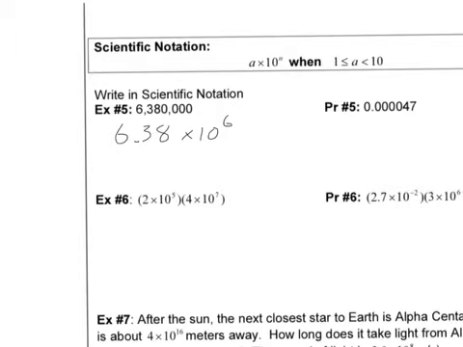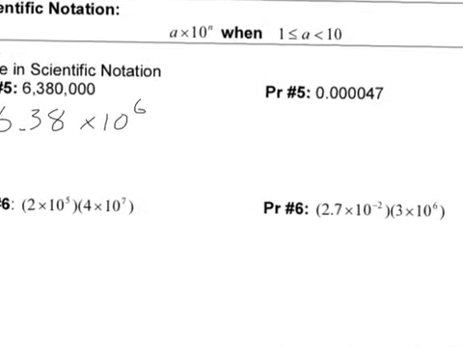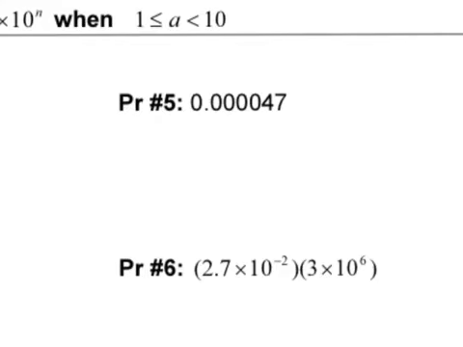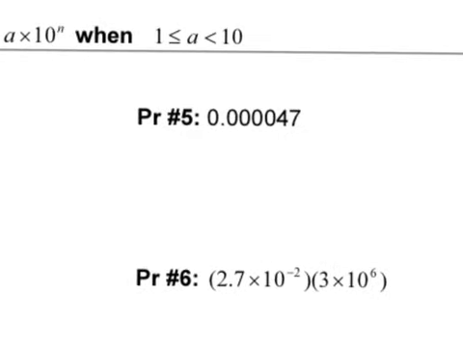Let's do practice number 5. You guys should be able to do that one on your own really quick, but remember you're moving in the other direction, so your exponent should be negative. Okay. 1, 2, 3, 4, 5 over. So you get 4.7 times 10. And since you went 5 to the right, it would be negative 5. And it's negative now because the number that we had before is smaller.